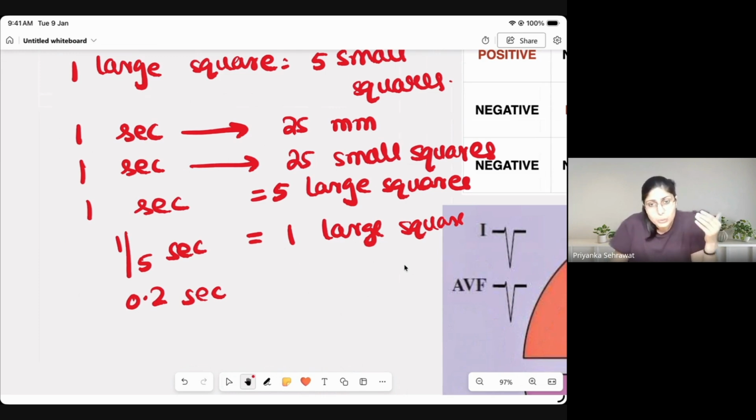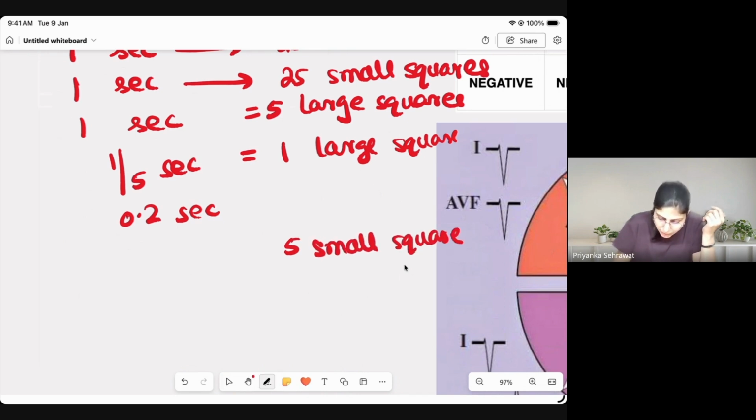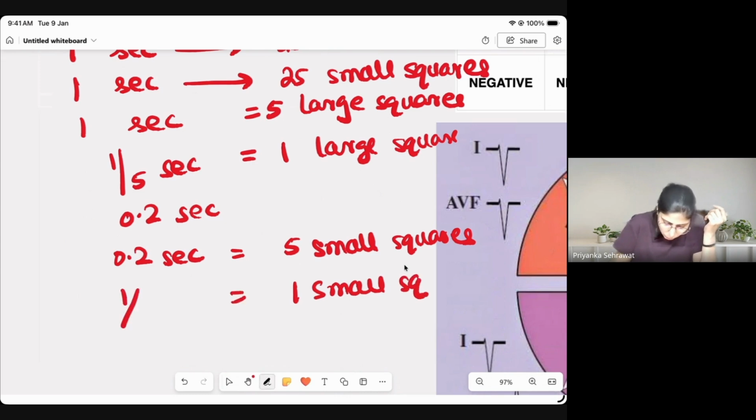Now, what about the small squares? Now, 1 large square consists of 0.2 second, which means that 5 small squares are getting out in 0.2 second. So what about 1 small square? 1 by 0.2. How much will that be? 0.04. Right? So that will be 0.04 second.